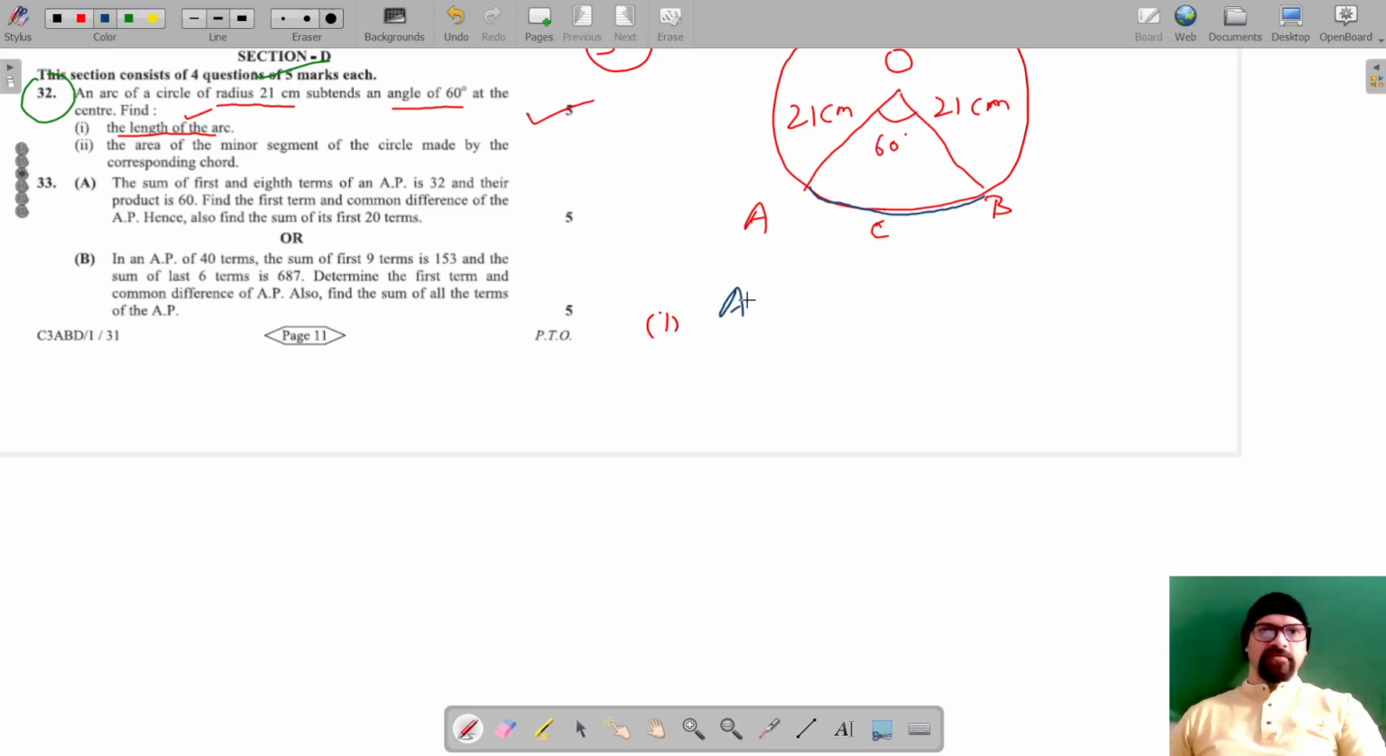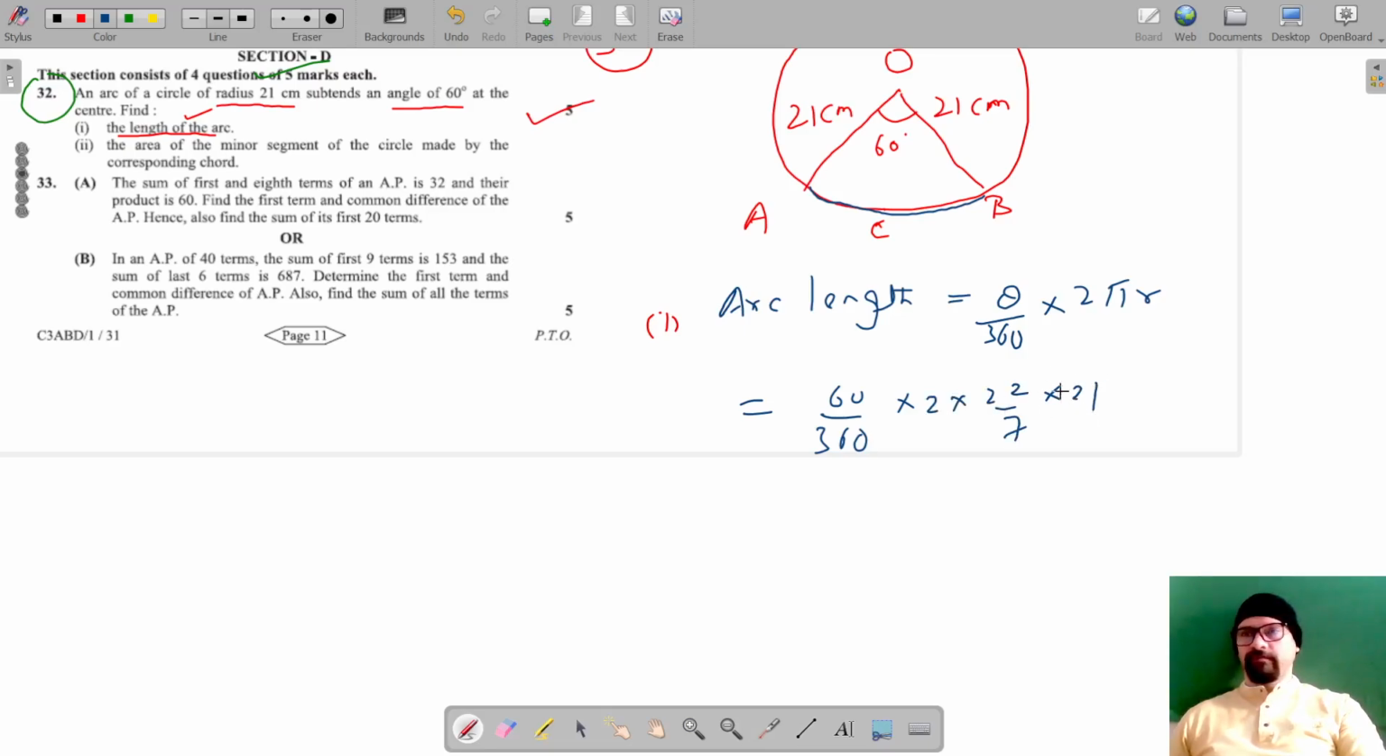So arc length is given by the formula theta by 360 into 2 pi r. Theta is 60, so this is 60 upon 360 into 2 into 22 by 7 into r, which is 21. Now 6, 3 and 3 and 3 cancel, so this is 22 centimeters. So 22 centimeters is the length of the arc.